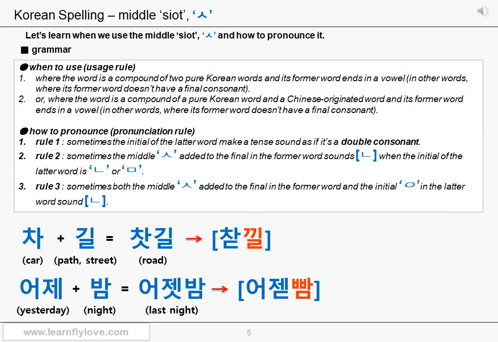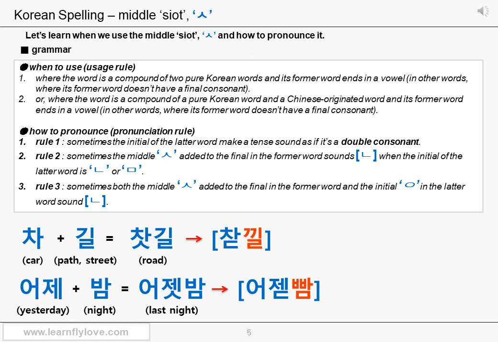Now let's learn why the s consonant is added to the 제 sound of 어제, of 어젯밤, which means last night. We can call it middle s consonant or middle siot. I'll explain briefly here, but you don't need to remember this rule because it will be extremely hard or almost impossible for you to apply this rule in reality. I recommend you just memorize the spelling of the words with the middle siot.